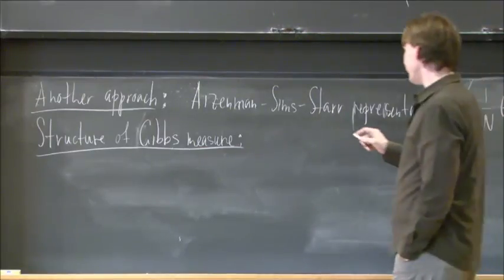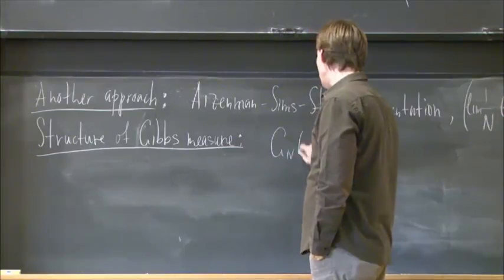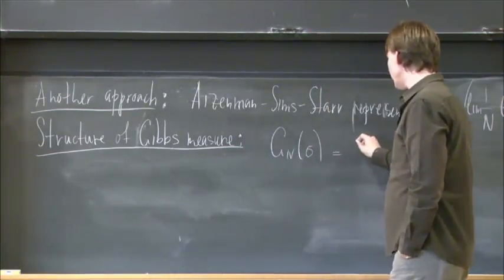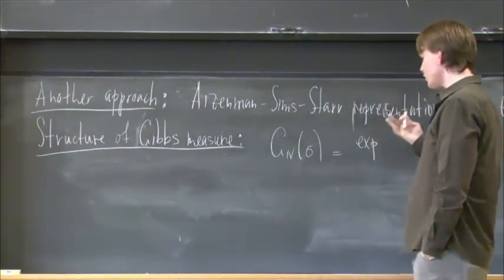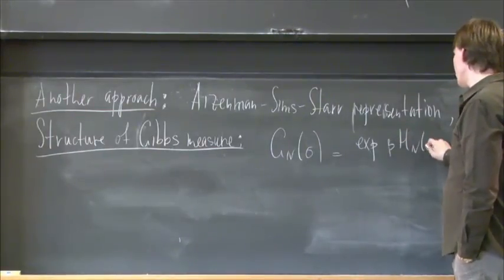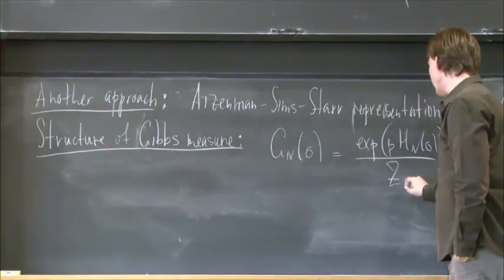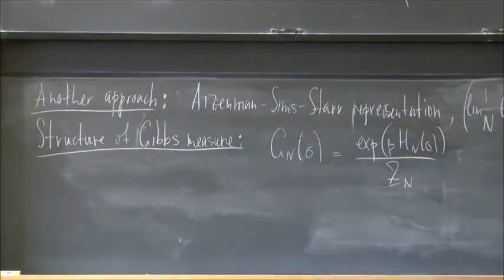All right, so the Gibbs measure is of course this probability distribution on the space of configurations, which measures exactly the contribution of each configuration to the partition function, the relative contribution to the partition function.